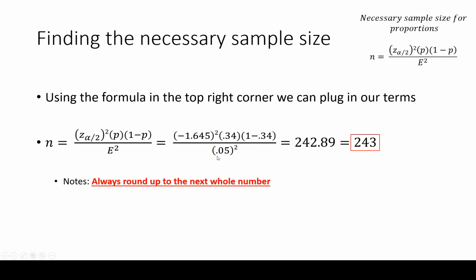divided by 0.05 squared. This gives us a necessary sample size of 242.89 observations, but because we can't take a sample that has partial observations, in this case that being the 0.89, we have to round our answer to the nearest whole number to cover our bases. Because if we rounded this down to 242, we wouldn't quite be that 90% confident that the question is looking for. So that's why the real answer is 243.